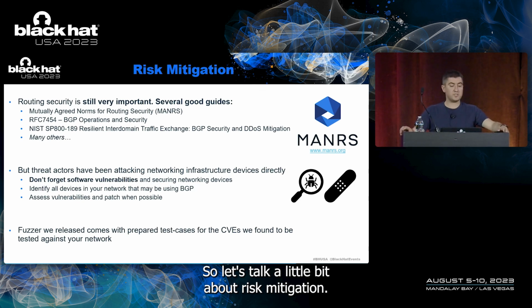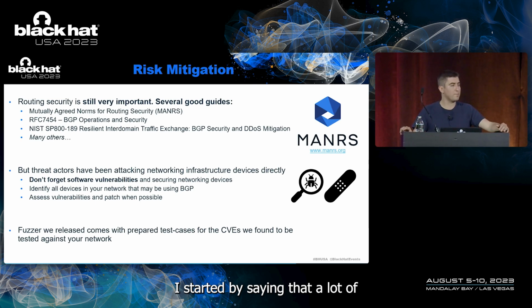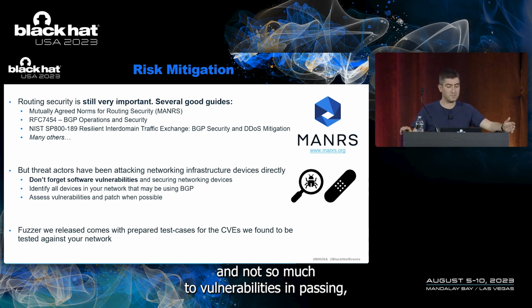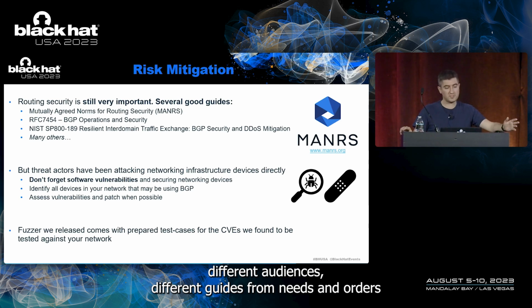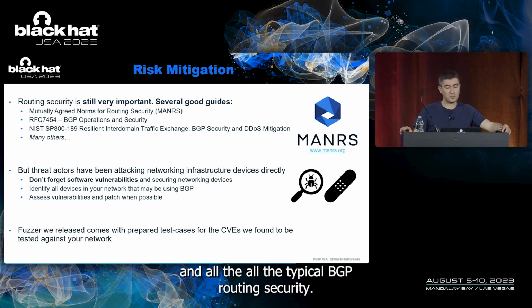So let's talk a little bit about risk mitigation, right? With everything that we said in this presentation, we still want to highlight that routing security is still very important. I started by saying that a lot of attention has been given to routing security in the past, and not so much to vulnerabilities in parsing. But we still need to look at routing security. There are many projects like MANRS, different RFCs, different guides from NIST and others that deal with path validation, origin validation, and all the typical BGP routing security. Please do have a look at that and make sure that if you're implementing BGP, you do it securely.